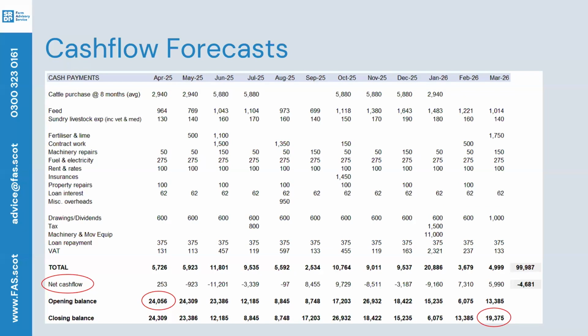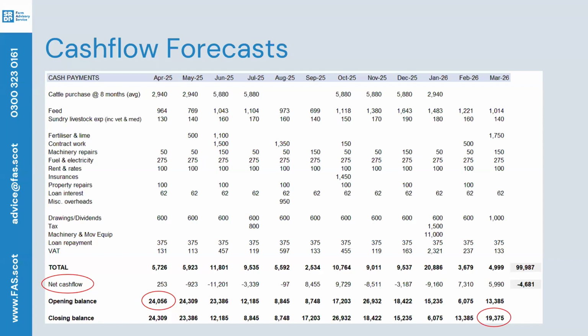These all come out of that gross margin that I talked about earlier when we're starting at the bare bones planning stage. We're then looking at all our other costs: fertilizer costs, machinery repairs, rent and rates, property repairs, loan interest, all of those expenses that you would see in a profit and loss statement, but mapped out in the month that we expect these transactions to hit our bank statement effectively.